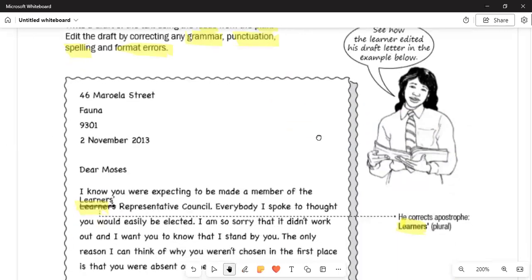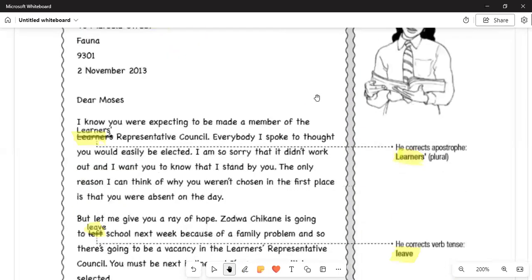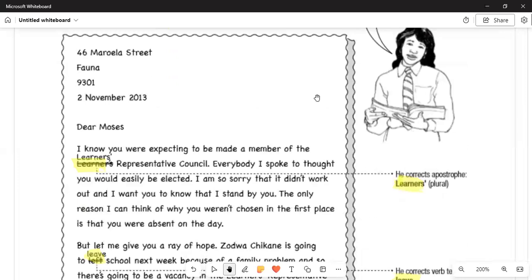An informal letter has one address, which is on the left-hand side. And this is the address that is given in this instance: 4621, 2 November 2013. You skip a line, Dear Moses. You skip a line. I know you're expecting to be made a member of the Learners Representative Council.